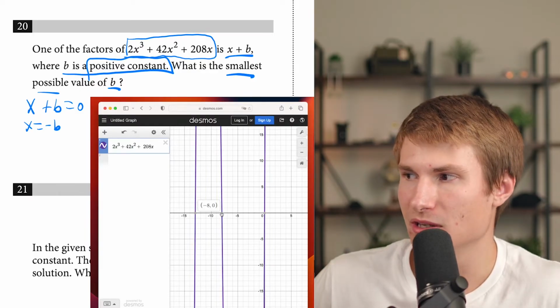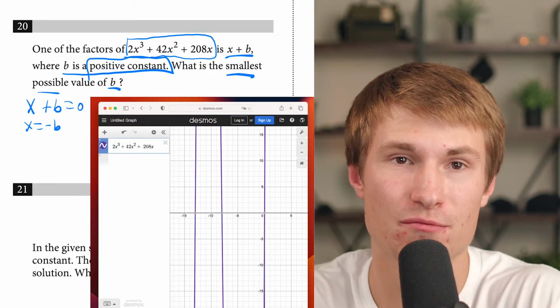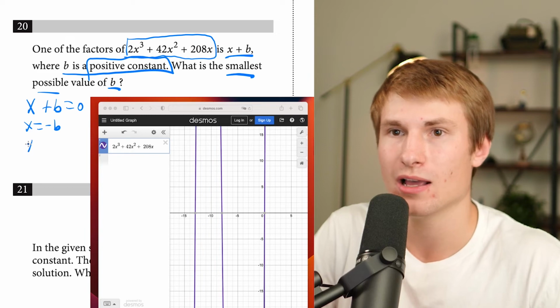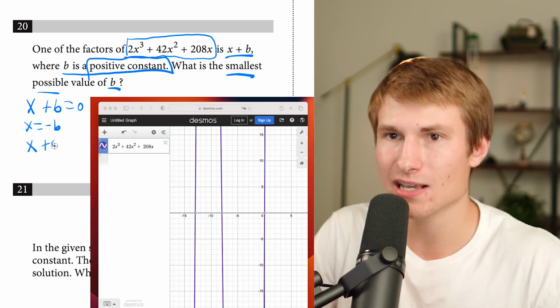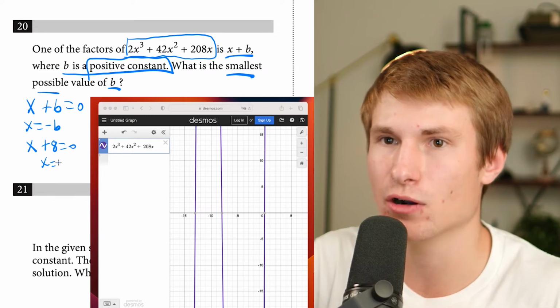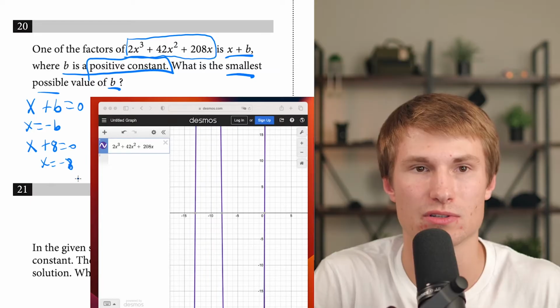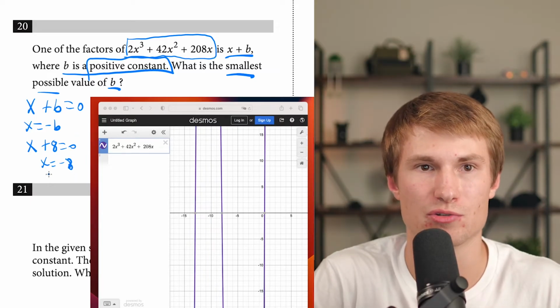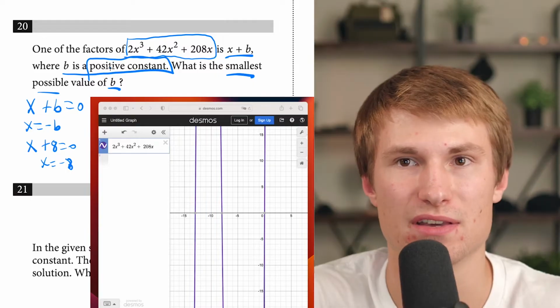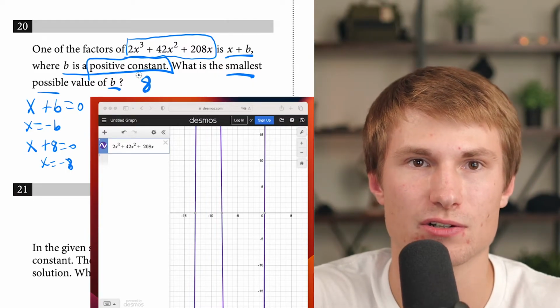Okay, in this case, that would be this negative 8, because that's going to mean that the value of b is positive 8, right? Because we would have x plus 8 is equal to 0, and then we get that the zero of x equals negative 8, which we see on Desmos. So our actual answer here is going to be 8, because that's the value of b, and that's what we're asked to answer with. So the answer is 8.